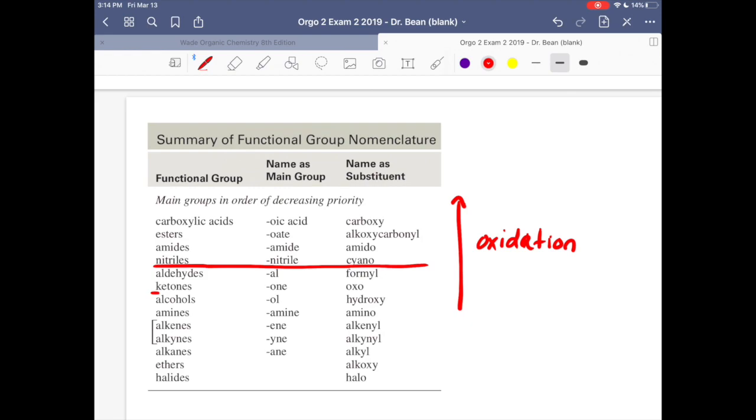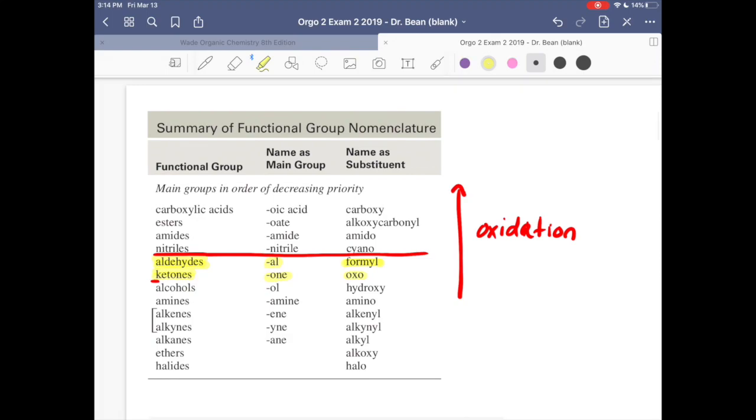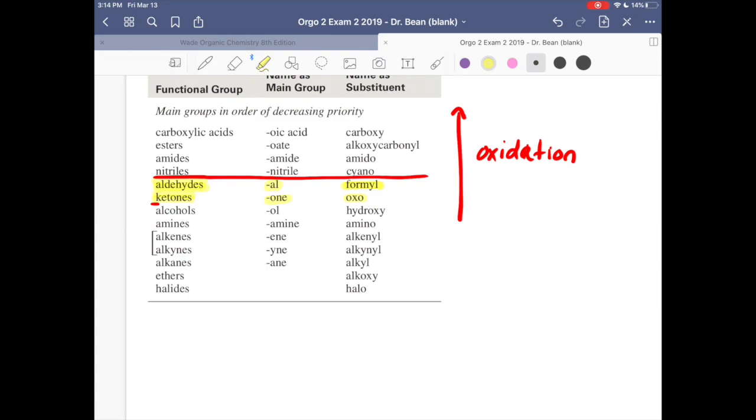And then what's our highest priority thus far is going to be our new groups, our aldehydes, as well as our ketones. And it kind of describes, if it's the parent, how you would change the name, and if it's a substituent, how you would name these functional groups. And it goes all the way down to the halides, okay? So that's what we're going to be looking for.